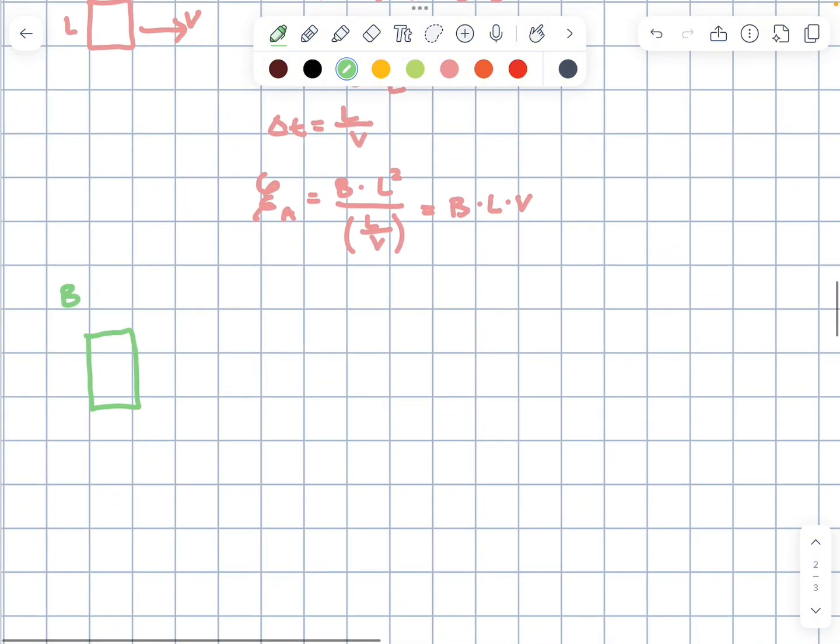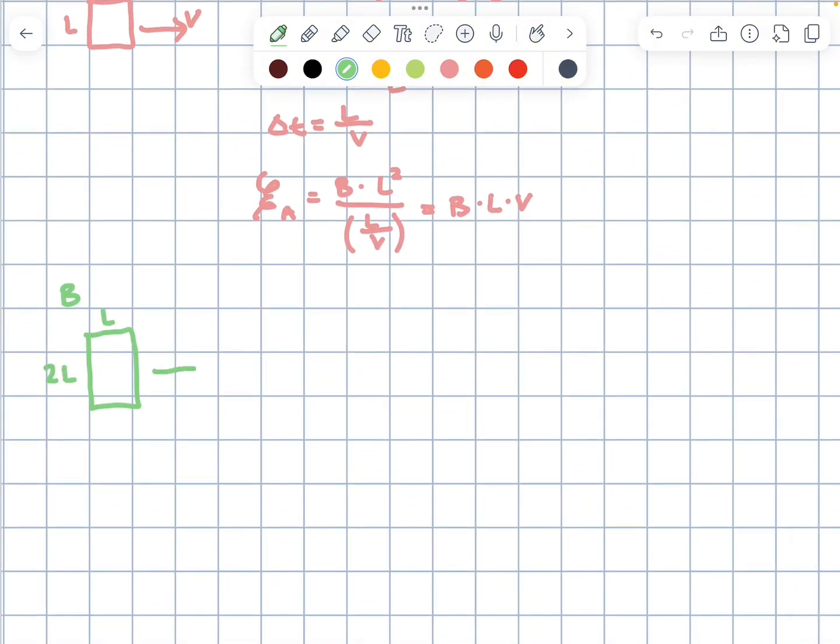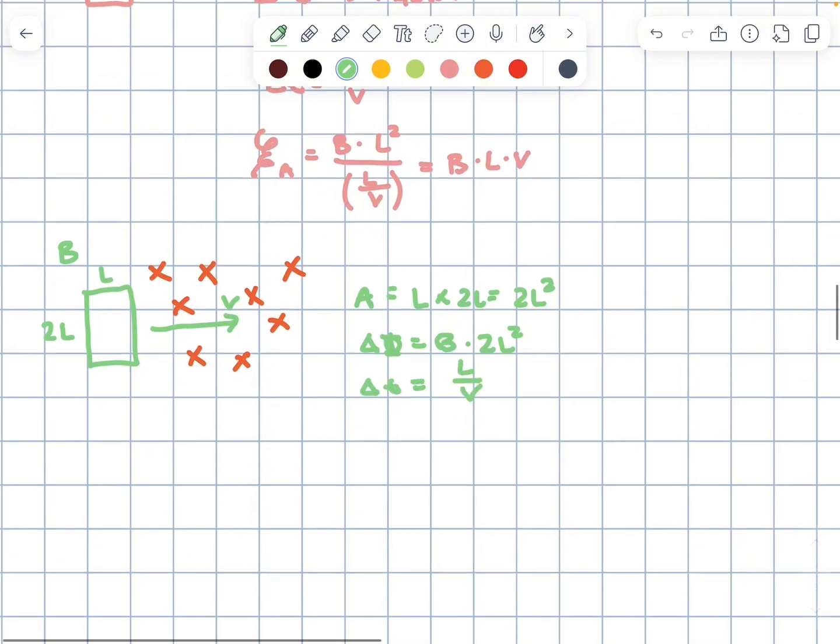Yeah, okay, we have a rectangle, and we have L here, and then this is 2L. The velocity is also pointing to the right, and we have our B field here. So our total area is going to be L times 2L, which results in 2L squared. Our change in flux is going to be B times 2L squared. And then our time is going to be L over V seconds.